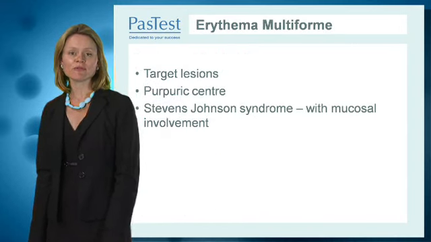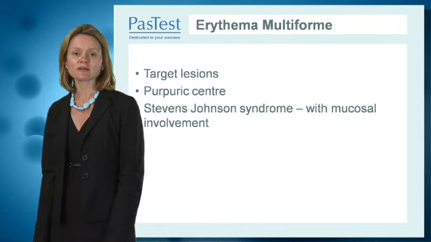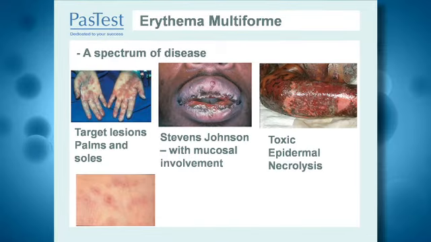So, erythema multiforme. Well, here we have target lesions with a purpuric centre, as in this question. Stevens-Johnson syndrome is a part of erythema multiforme, but there is mucosal involvement as well. So as you can see from this slide, erythema multiforme is a spectrum of disease. On the top left picture, we can see the typical target lesions, and these are involving the palms and the soles. And so we often describe this as an acrally distributed rash. And below that you can see the typical purpuric centres of the target lesions.